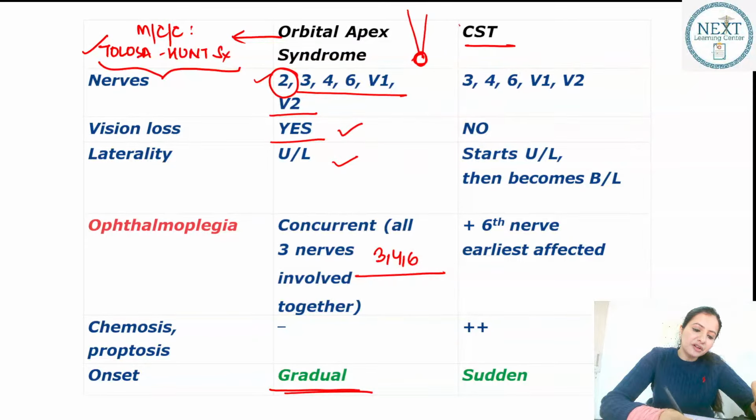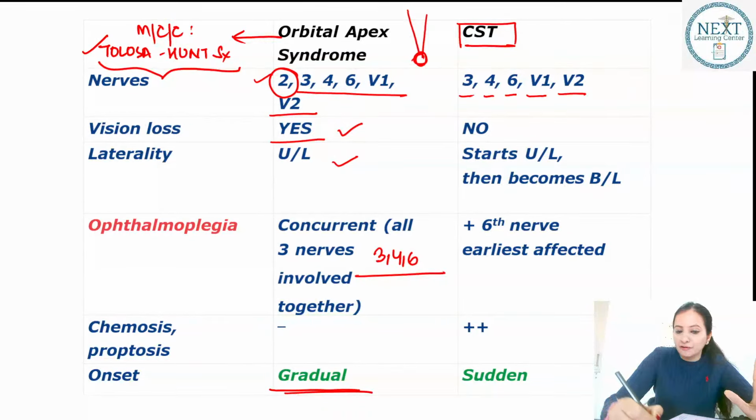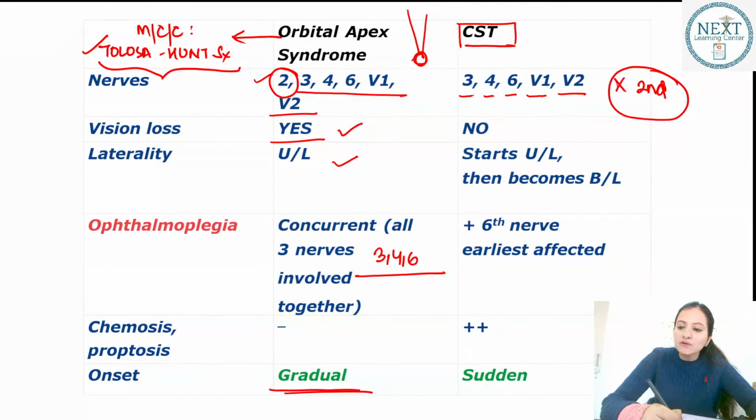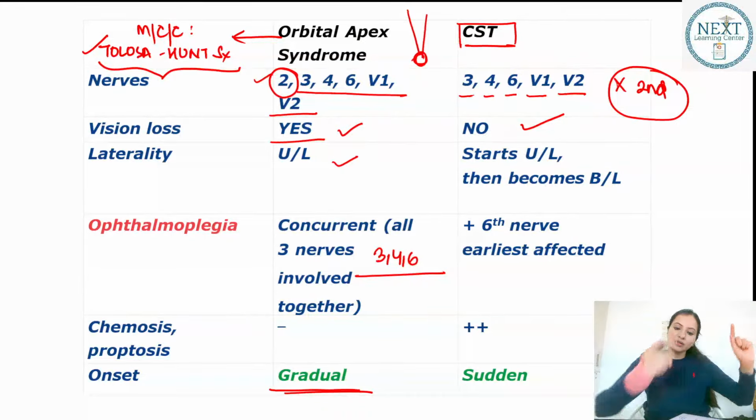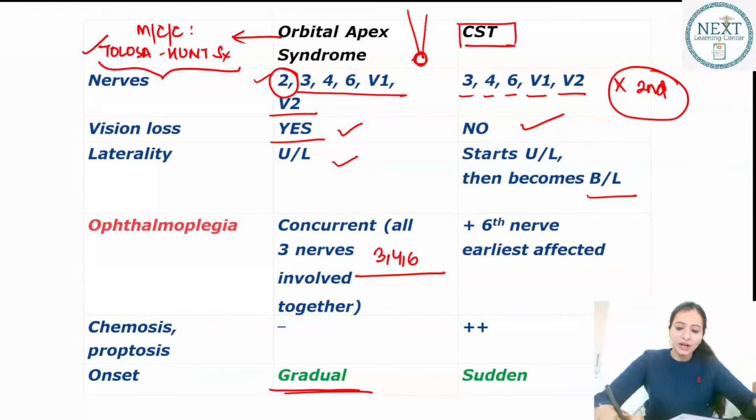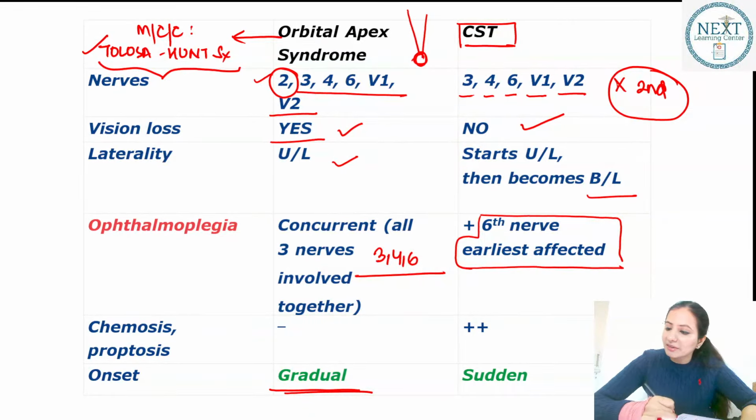If we have cavernous sinus thrombosis, we know through the cavernous sinus, 3rd, 4th, 6th and V1 and V2 cranial nerve pass. There is no involvement of second cranial nerve. So, vision loss will be absent. We know cavernous sinus thrombosis always starts unilaterally and then involves the other side also. Talking about ophthalmoplegia, in cavernous sinus thrombosis, 6th cranial nerve is the earliest to get affected.